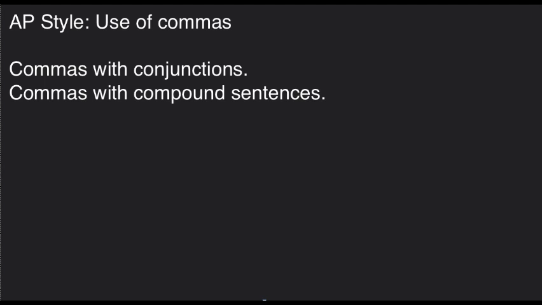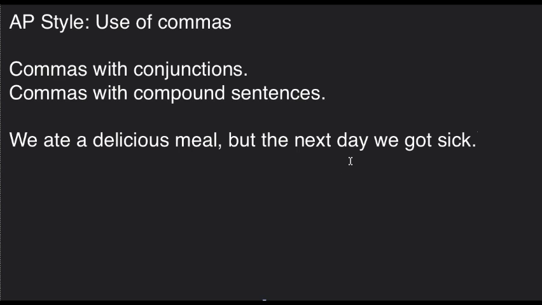And here's where we're linking two independent clauses together. Okay, and I apologize for all the grammar terminology, but sometimes it's necessary. Independent clause: something that could stand on its own as a complete sentence. We ate a delicious meal. That is a complete thought. It's got a subject, it's got a verb, it's got a direct object in this case. It would make sense by itself.